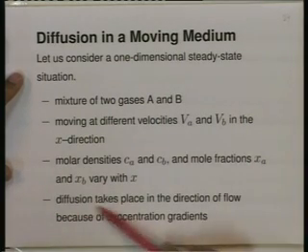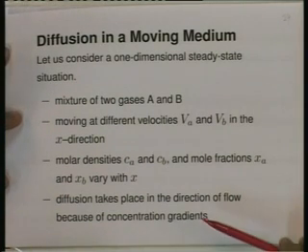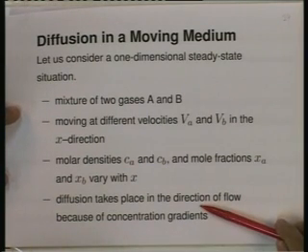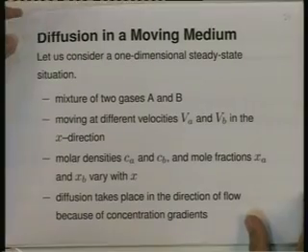Now there is a direction of flow, but over the direction of flow, over the bulk movement, there is a diffusion taking place because of the concentration gradients. We are assuming that Ca, Cb, Xa, Xb are varying with x.